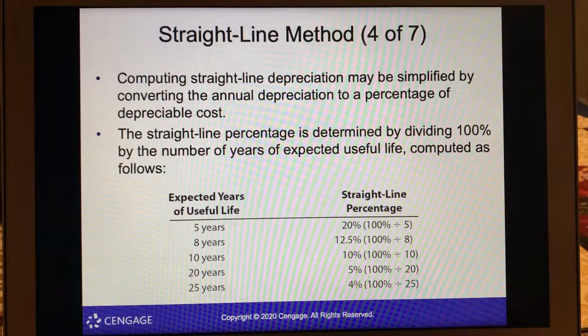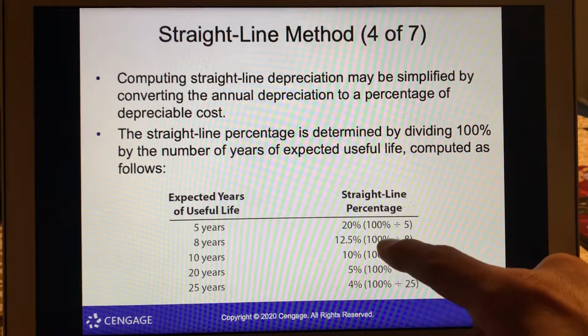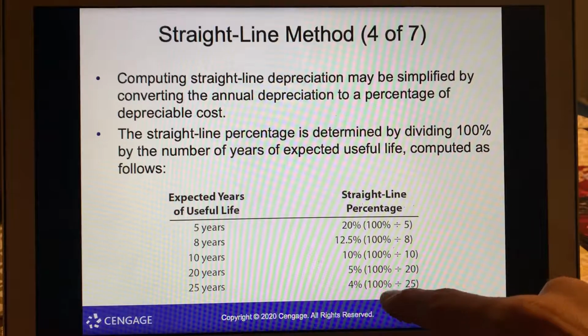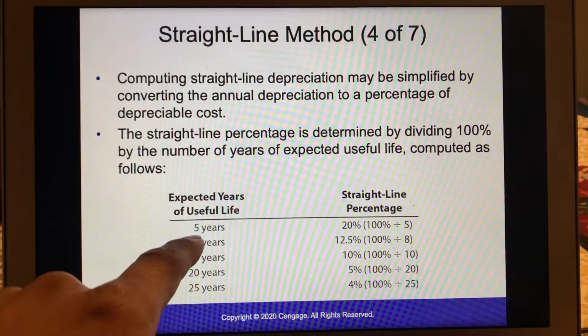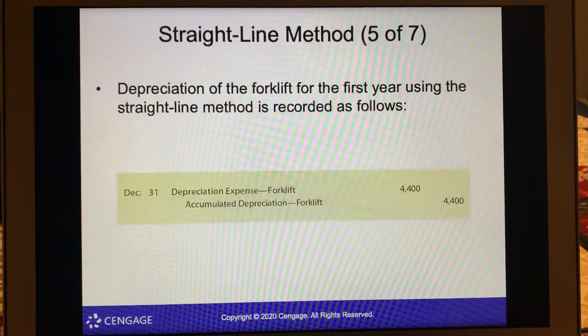So here's an example: 20%, 100% divided by 5. 8 years, it will be 100% divided by 8. 25 years, 100% divided by 25. So these are the expenses if you use straight line over the expected useful life over here.